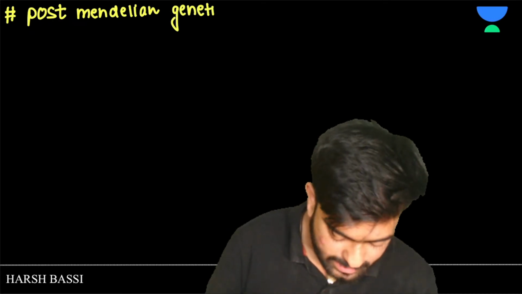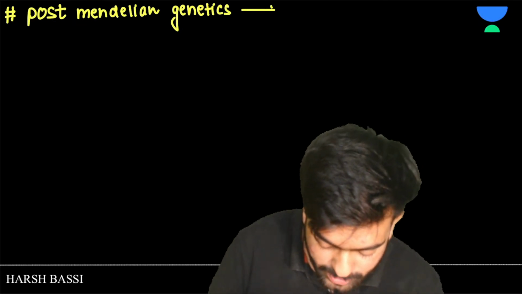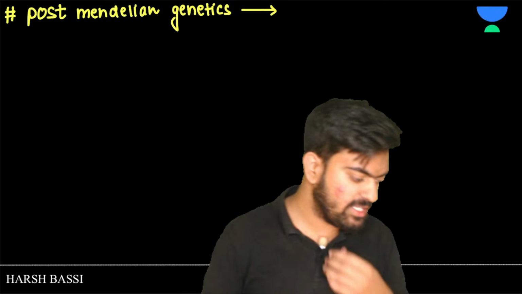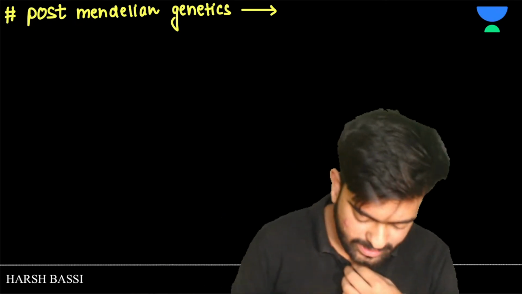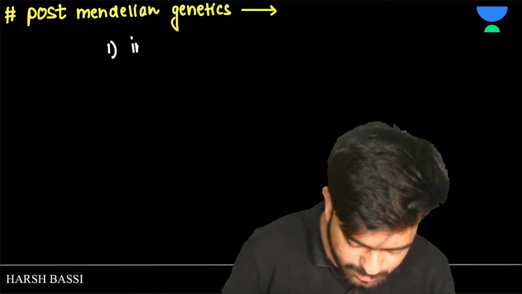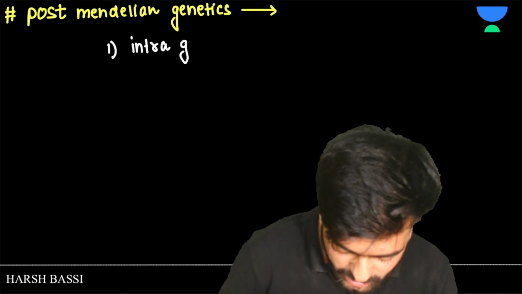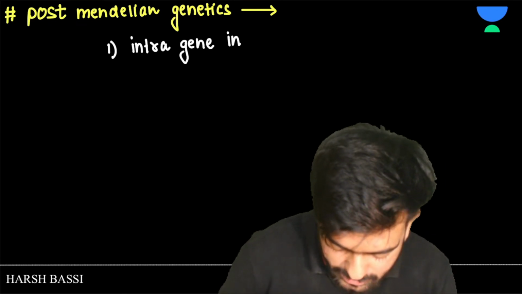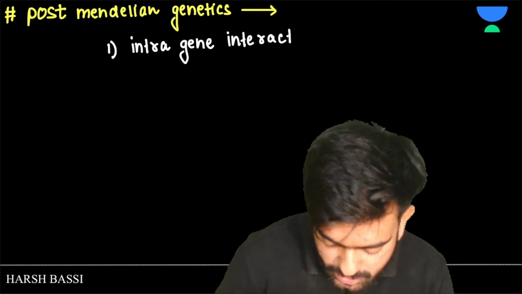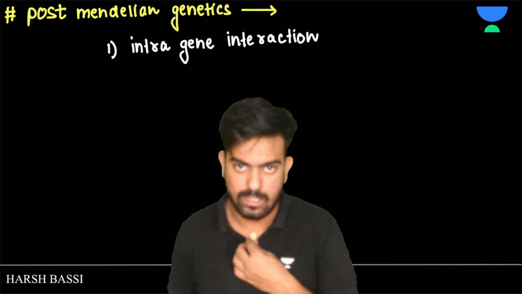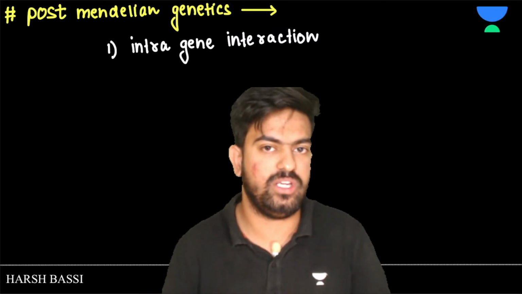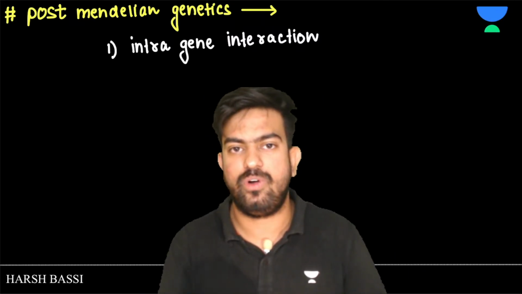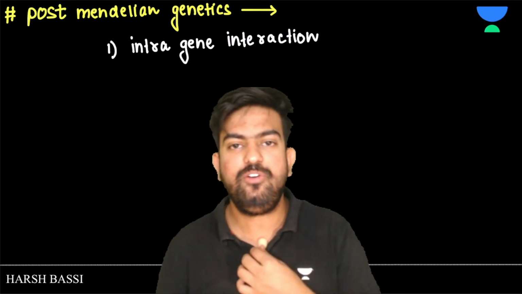Post Mendelian genetics is also a very important topic from which questions come, and it's very important to understand. The very first thing we need to understand is intra-gene interactions. Now, I hope that you are able to distinguish between what is a gene and what is an allele. Clear to everyone? An allele is a different form of a gene. Alleles represent the traits, while a gene represents the characters.